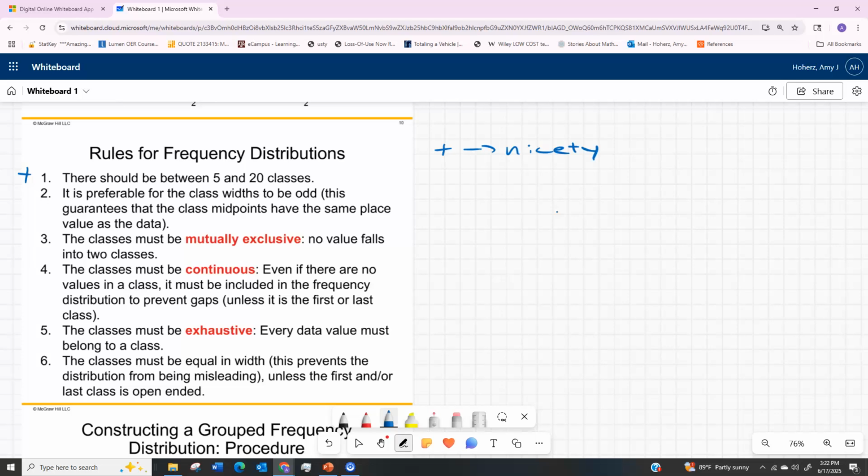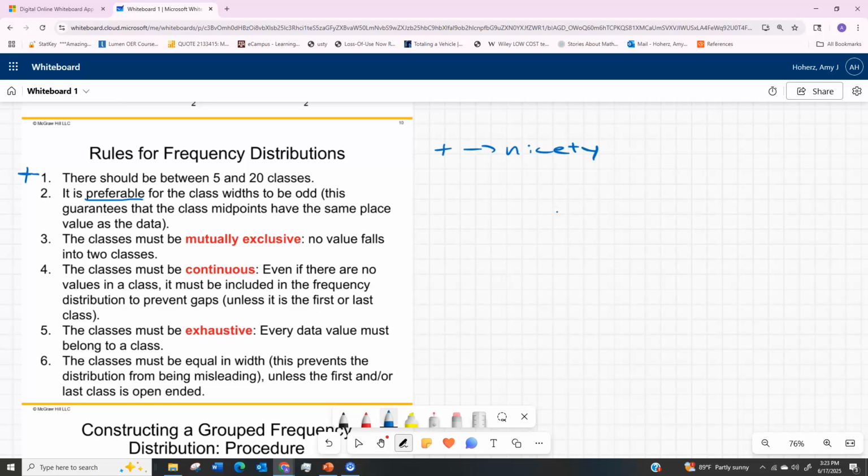But the idea is if you get too many classes, it just gets too big and too hard to really interpret. And so if you don't need 5 classes, a lot of times they'll say, well, just leave it out. Kind of like we were talking about with the quiz scores. If you don't need at least 5 classes, just leave the data values out as non-grouped data in your table. And then it is preferable for the class widths to be odd. And again, here it says preferable.